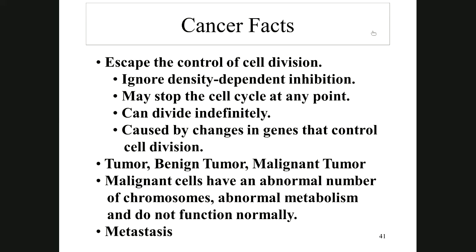Cancer facts. Cancer escapes the control of cell division because cancer cells are somatic cells that have undertaken abnormal cell divisions. That's called cancer. So they escape the control of cell division. They ignore density-dependent inhibition. Density-dependent inhibition is where if a cell is next to another cell, it will not divide.